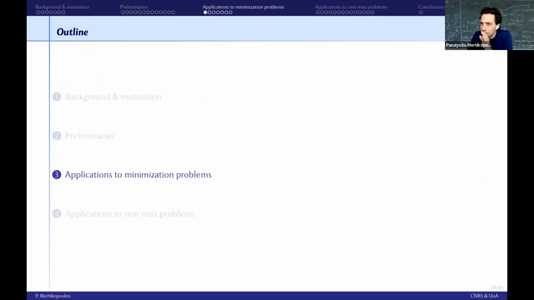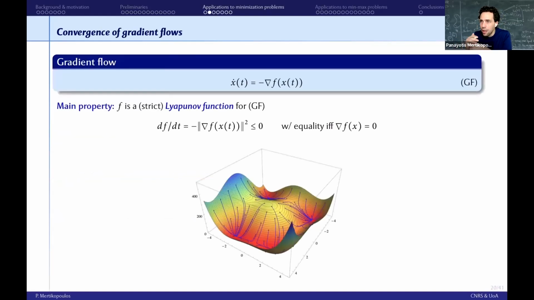And I will start with some applications to ordinary minimization problems just to set the pace. Here things are relatively easy because we have a gradient flow. What does a gradient flow imply? It implies that the function to be minimized is what is known in dynamical systems as a Lyapunov function, which means that the trajectories of this flow will decrease the objective function in value, unless we are at a critical point. So this is a very good property, a very strong property to have.